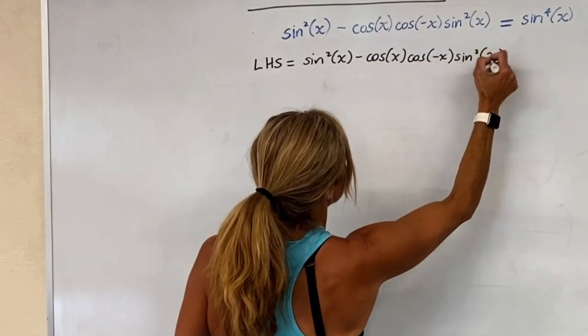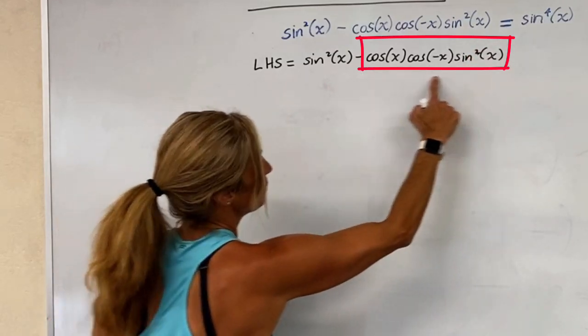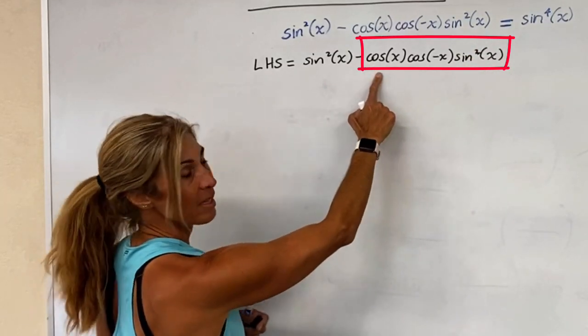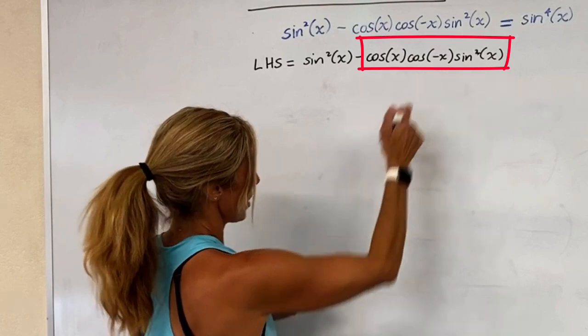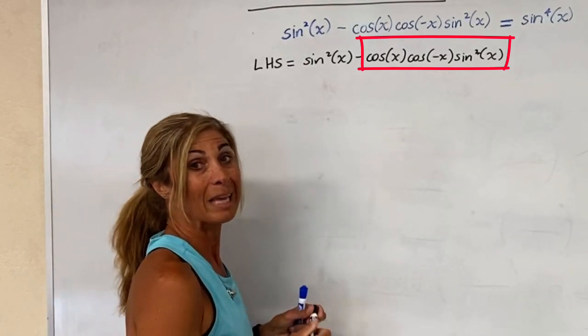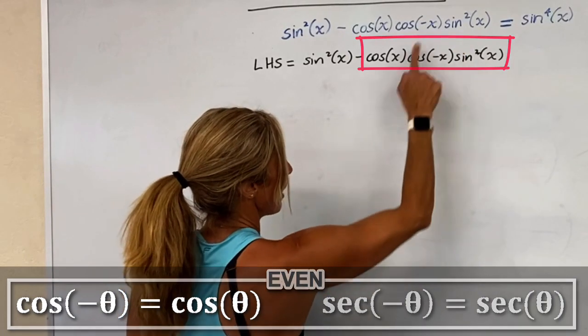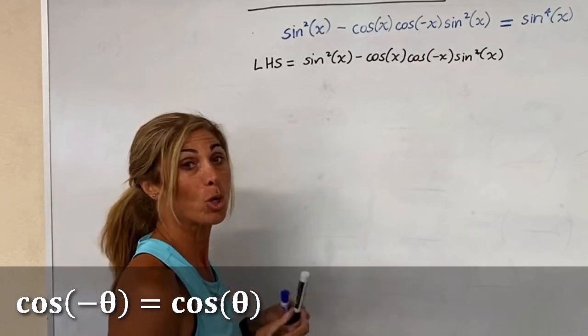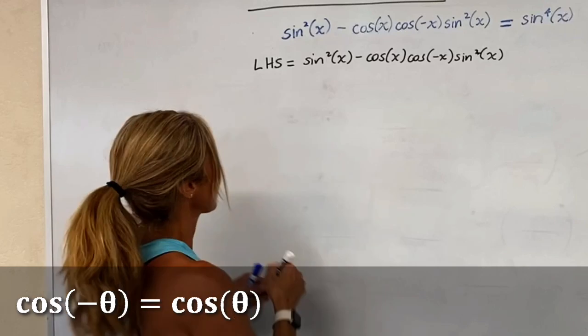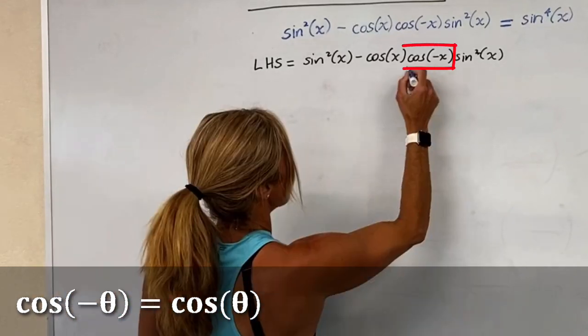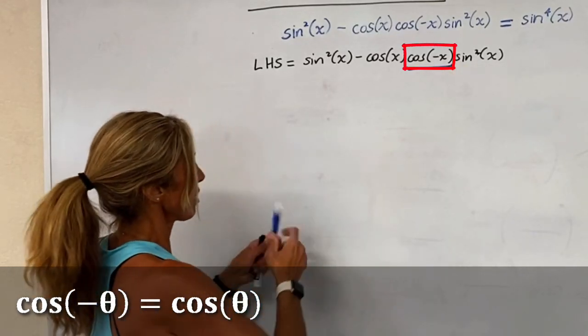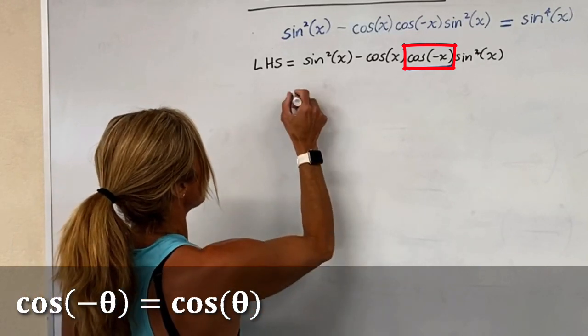You'll notice that the second term has a cosine x times a cosine negative x. So here's where we use our even/odd identity. The cosine of a negative x is equivalent to cosine of the positive x. So we can replace this piece of the second term with cosine x.